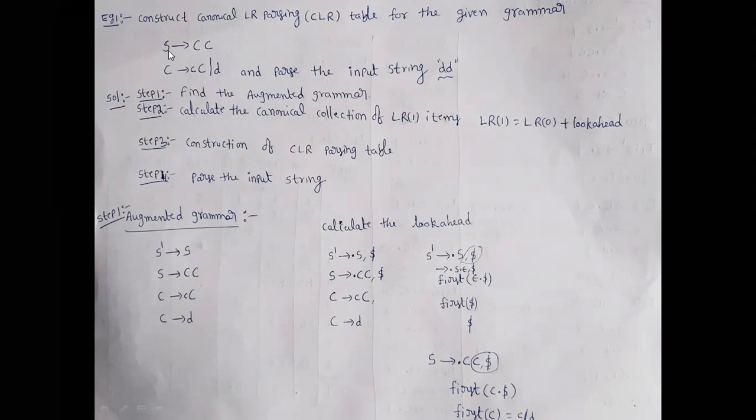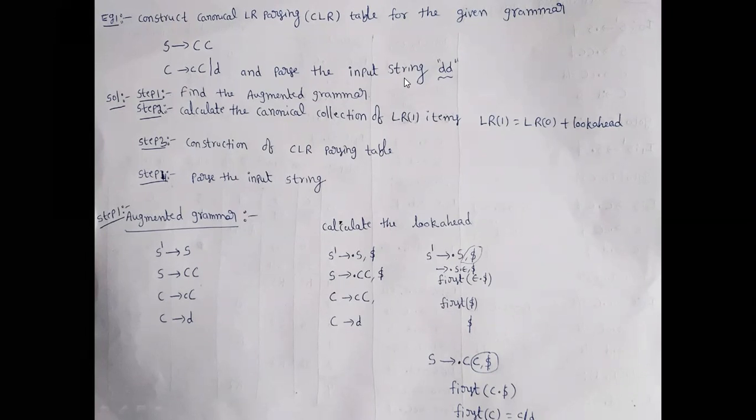Then the next production: S is production with capital C, capital C. And C is production with small c, capital C, and C is production with small d. So these are the productions in the augmented grammar. The given grammar is this one, and we have to find the augmented grammar. We have to add one more production for the starting symbol, so S dash is production with capital S. So we are adding this production as an augmented grammar.